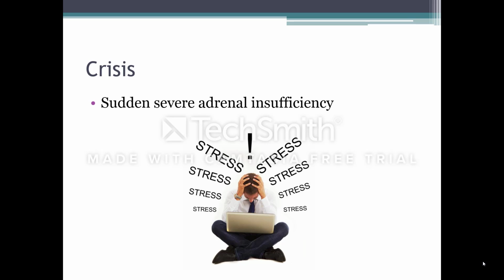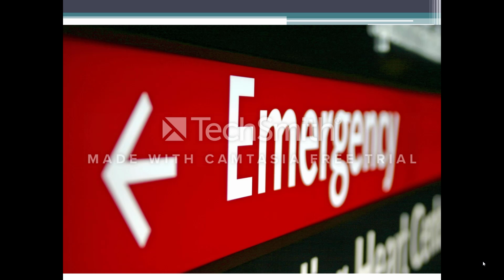An adrenal crisis is a sudden and severe adrenal insufficiency, which can happen at diagnosis, times of stress, or at times of poor compliance. This is a medical emergency, and patients will have low blood pressures, hypoglycemia, hyponatremia, hyperkalemia from their glucocorticoid and mineralocorticoid deficiencies.